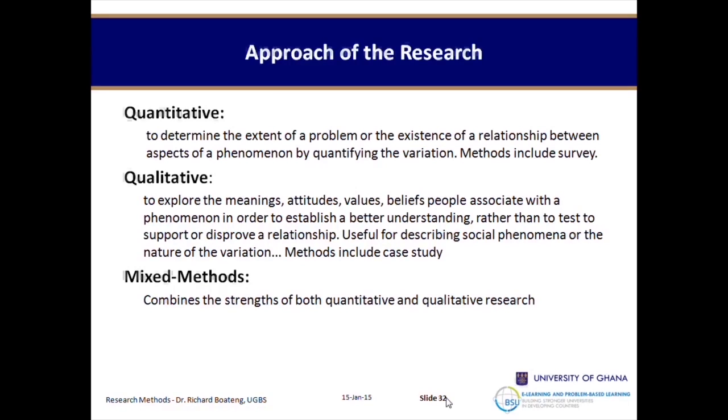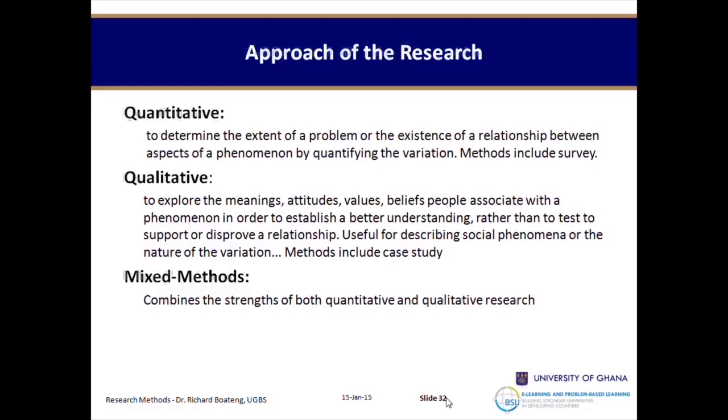Now, when we say quantitative research, it means that we are quantifying what we are trying to study by numbers. We are trying to describe the variation in what you are trying to study, to determine the extent of a problem or existence of a relationship between aspects of a phenomenon by quantifying the variation. Most of the methods you see in quantitative research is survey. In fact, that's one of the basic methods in quantitative research. Now, qualitative research tends to explore the meanings and values and attitudes people associate with a particular thing.